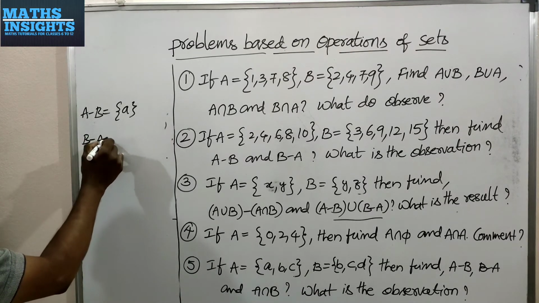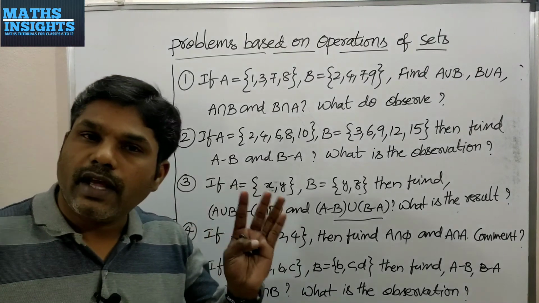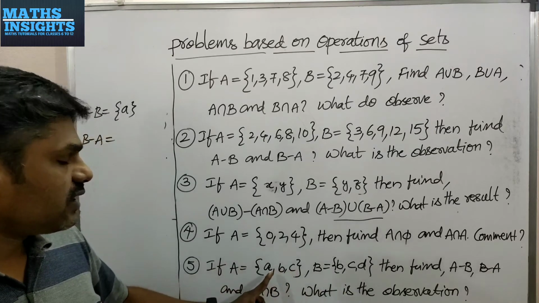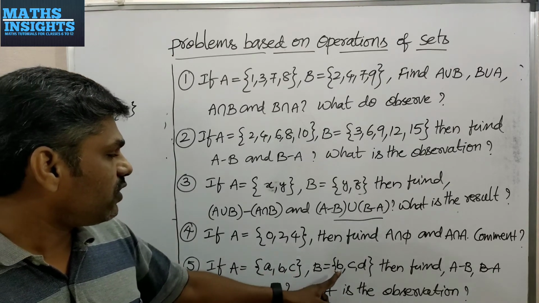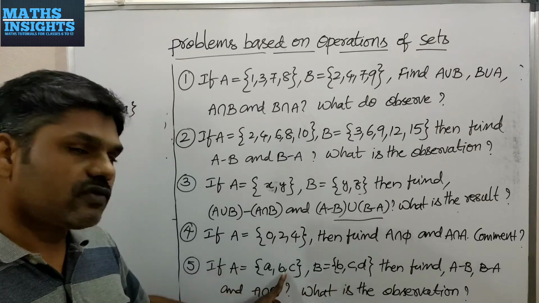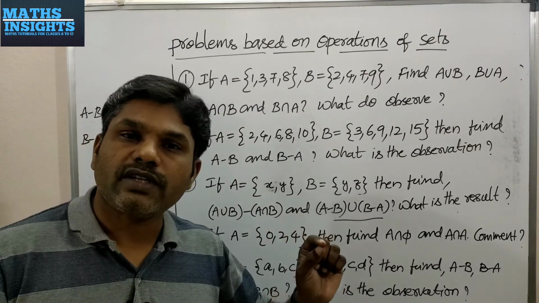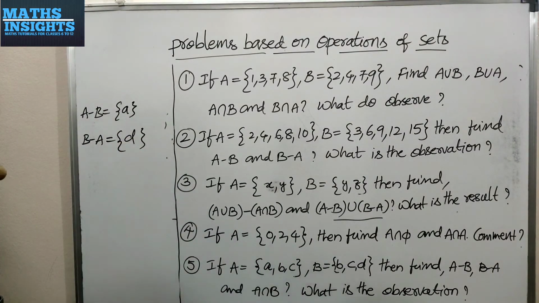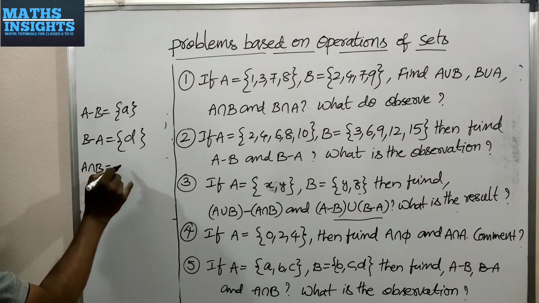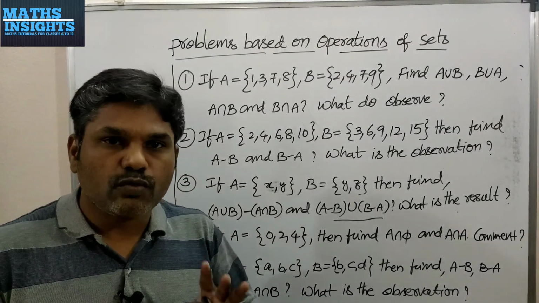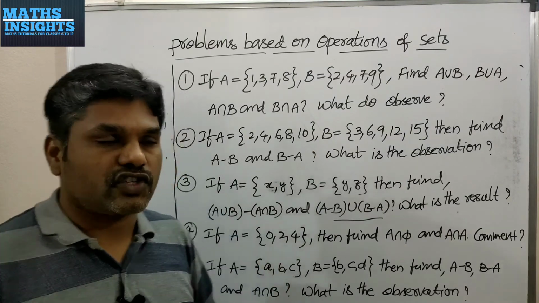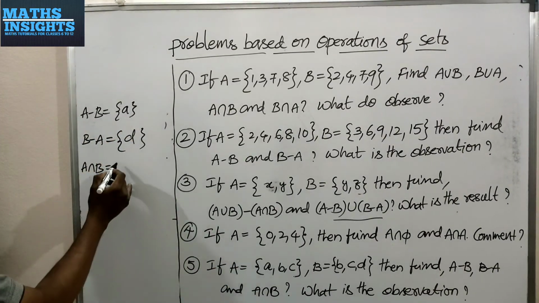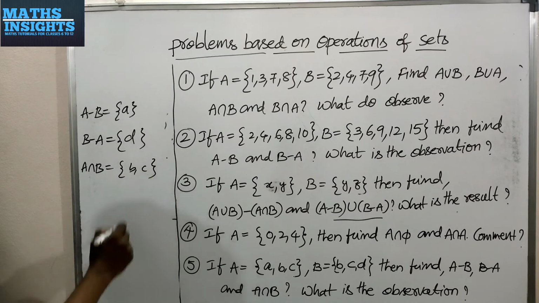B minus A. B minus A means we have to remove the elements of A from B. If you observe, the elements of B are B, C, D, the elements of A are A, B, C. Therefore, if you remove B, C, which are elements of A also, you will have only one element in B, that is D. Okay? And finally, A intersection B. What is A intersection B? The elements which are common to both A and B is called A intersection B. If you observe the elements of A and B, A, B, C and B, C, D, there are two elements called B comma C. These are the common elements.